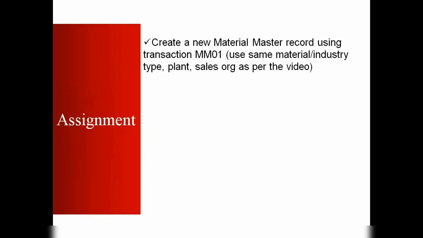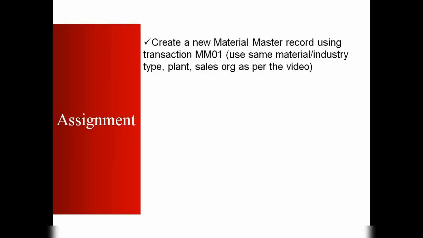Now, the assignment for the material master. So just create this assignment for practice on the server. First of all, create a new material master record using the transaction MM01, and use the same material and industry type, plant, sales organization that I'm using in the training here. Okay, 1010, distribution channel 01, storage location, like that.